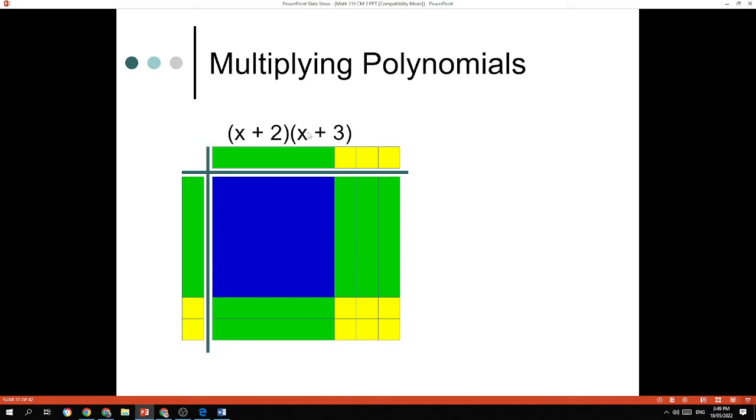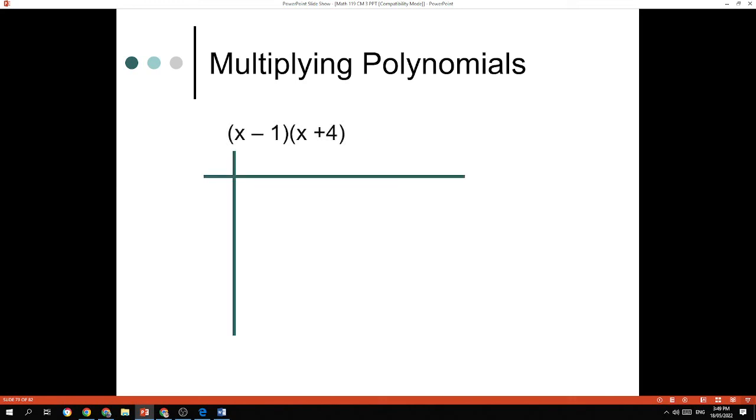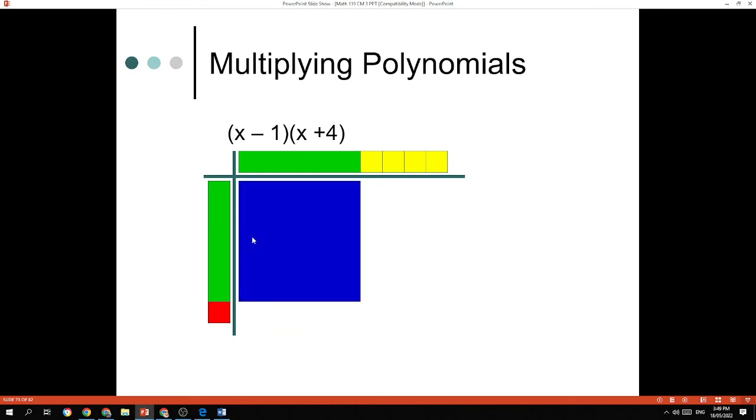So this is now using algebra tiles. We can multiply x plus 2 and x plus 3. Let's have more examples. x minus 1 and x plus 4. I will represent x minus 1 as a green rectangle for x, and for negative 1, a small red square. x plus 4, a green rectangle and four yellow squares. Starting off with a green and a green, when I combine a rectangle and a rectangle, it will give me a big blue square.